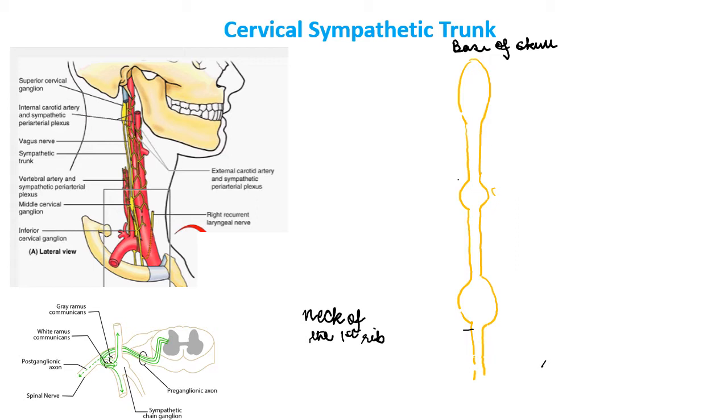All right. So these are the ganglia. So first difference, वहां पर 11 से 12 ganglia थे अलग अलग. यहाँ पर they have all fused together to form 3 ganglia, the superior, middle and inferior. The middle is the most inconstant one. The superior is the largest, and the inferior ganglia is present near the neck of the first rib.